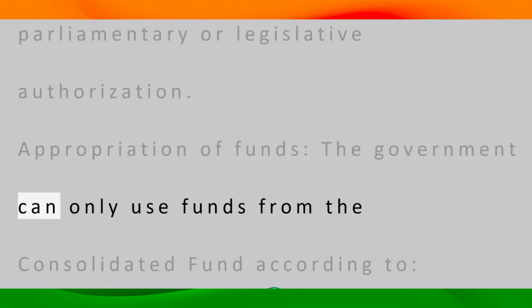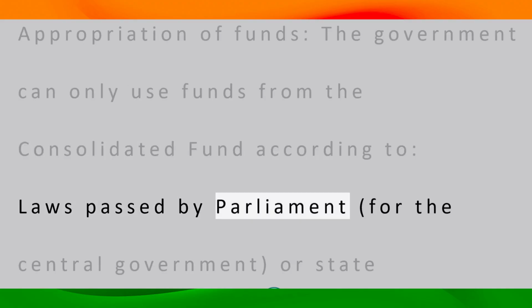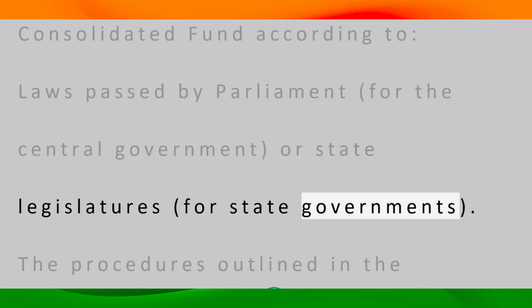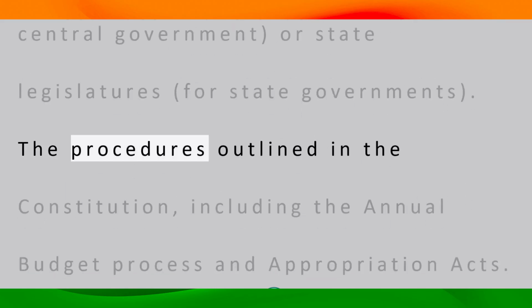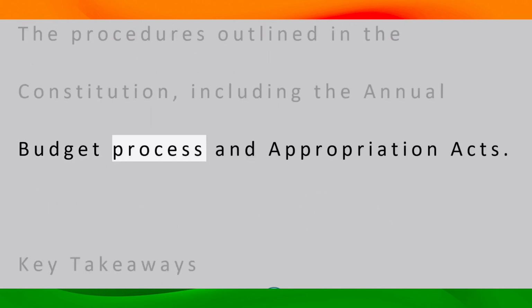The government can only use funds from the Consolidated Fund according to laws passed by Parliament for the central government or state legislatures for state governments, following the procedures outlined in the Constitution, including the annual budget process and appropriation acts.